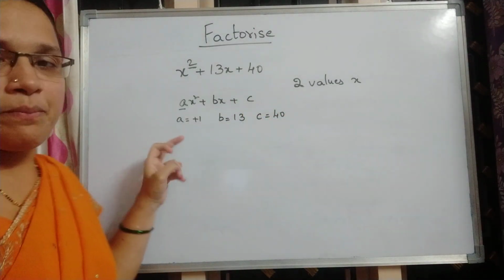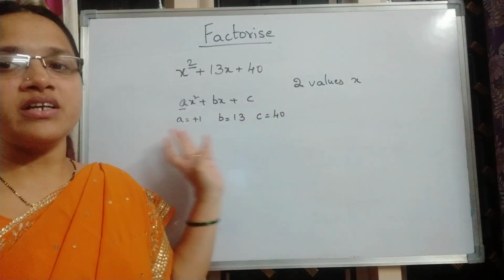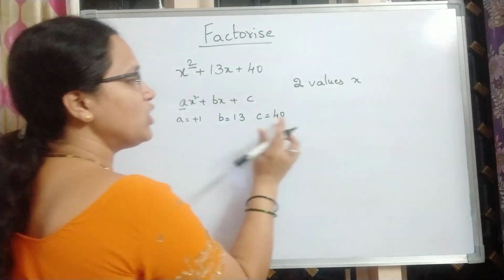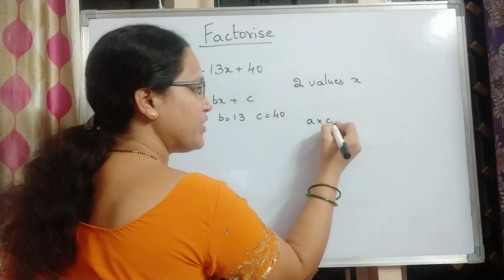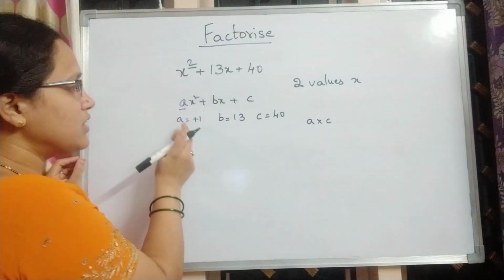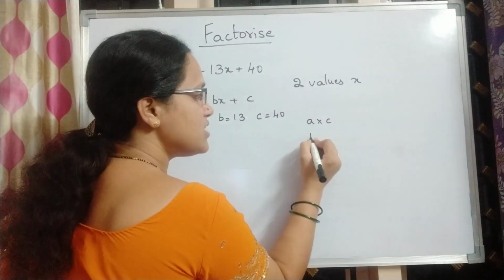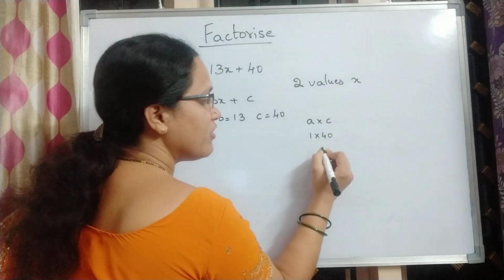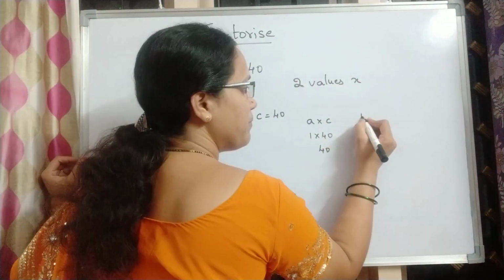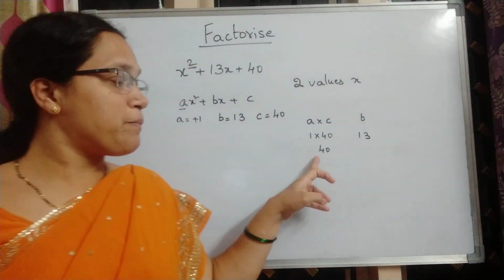So my first step of segregating the terms and finding the coefficients and the constant is completed. And now you have to take the extreme ends, that is a into c, always for each and everything. So you should split the middle term in such a way that the product should be equal to that. So a into c is 1 into 40, which gives you 40. Yes or no? Yes. Now b. What is the value of b? 13. Yes.